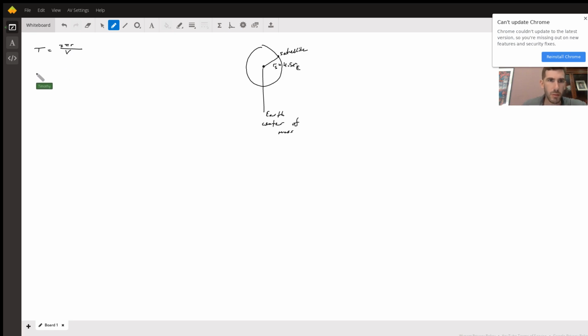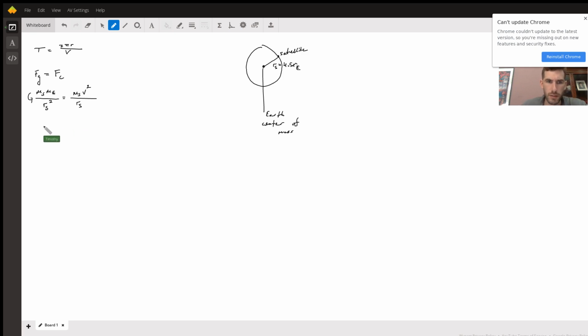I just also want to start with the force of gravity that the satellite feels is going to be the centripetal force that it has. So you'll have the gravitational constant times mass of the satellite times mass of the Earth over the distance between them, which is the radius of the satellite squared. And that's going to equal the mass of the satellite times the velocity of the satellite squared over the radius of the satellite.